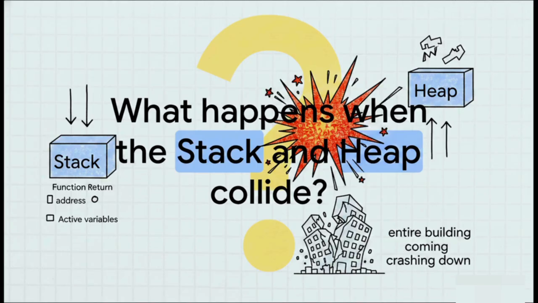Because the heap grows up and the stack grows down, they share the exact same physical real estate. So what happens when you run out of free memory and they physically collide? Well, that is the dreaded stack overflow, a catastrophic failure where active variables overwrite function return addresses and your entire system goes down in flames. It highlights perfectly why mastering this physical memory map is the highest stakes art in embedded engineering.